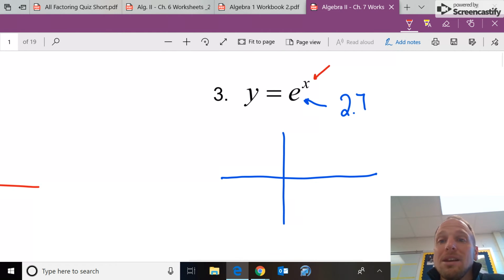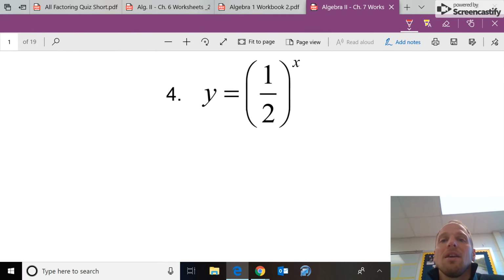And so let's just graph this. It's going to be the exact same as it was before. It's an exponential function, so it's going through the point 0, 1. The asymptote is y equals 0, and it's going to curve up like that. All right, there we go.